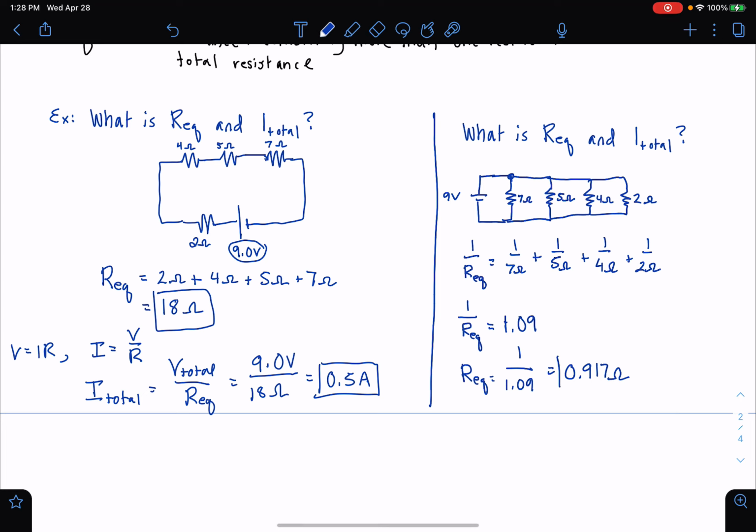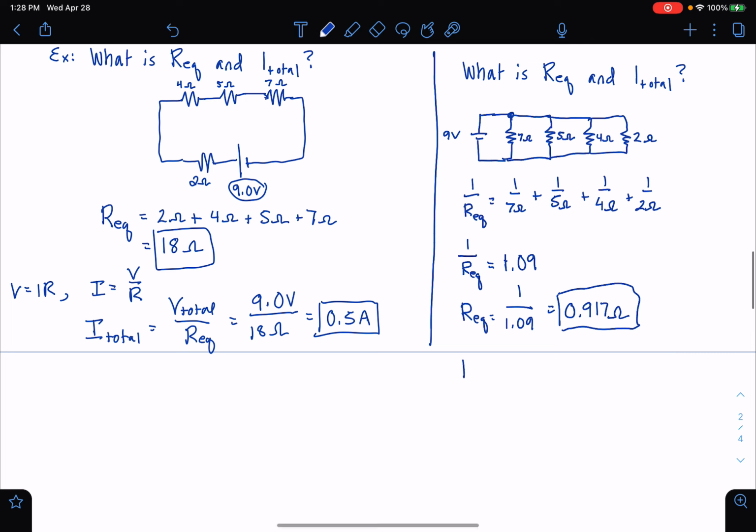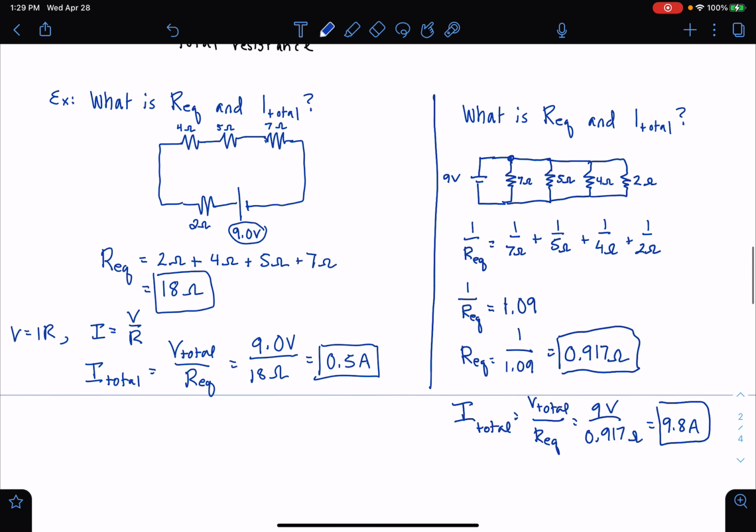Okay, so I found the equivalent resistance of all of the resistors put together. Now to find the total current, I do the same thing that I did before. Nine volts divided by 0.917 ohms. And you get 9.8 amps.